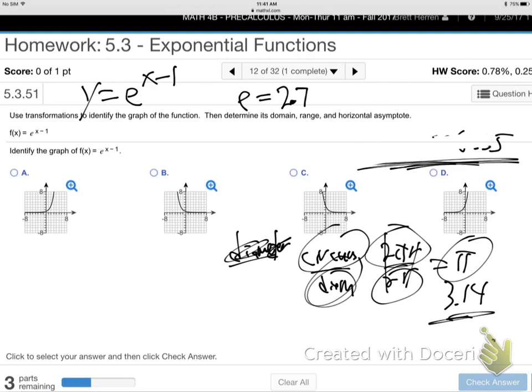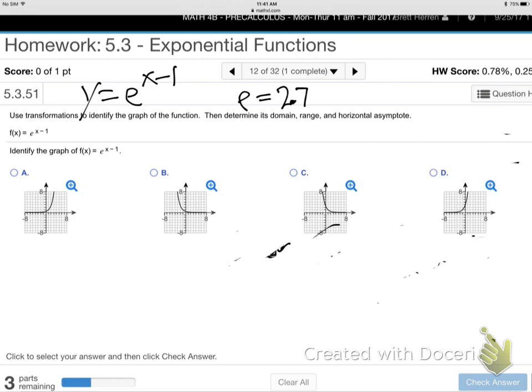So pi is a special number. It's just the ratio of a circle's circumference to its diameter. E is a special number. All that was a long story to say, it's just a number. Don't be stressed about it in any way. When you look at e, just think, hey, it's like 2 something. So they're basically asking me, 2 something to the x minus 1. Well, in fact, 2.7 basically to the x minus 1.